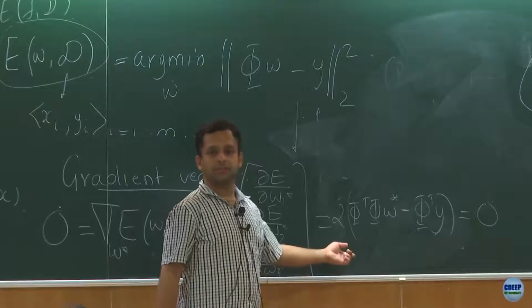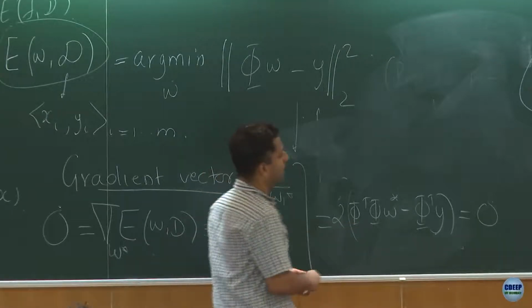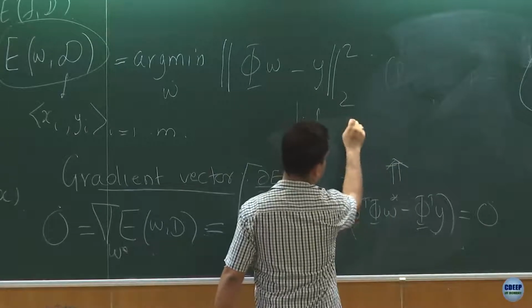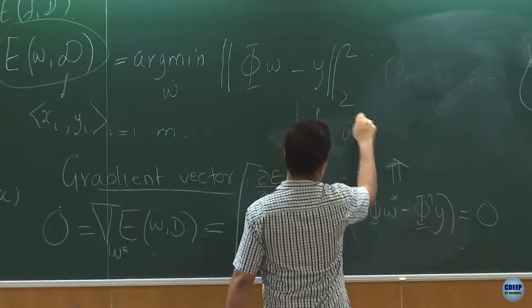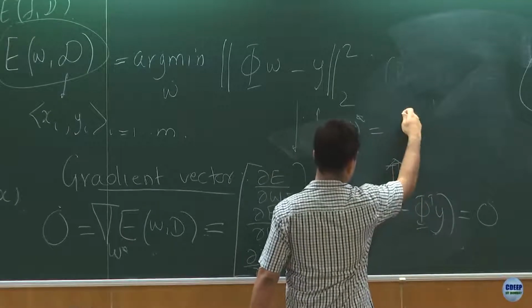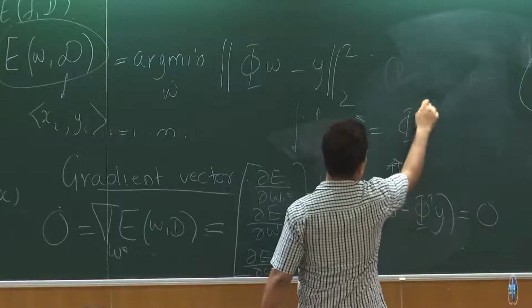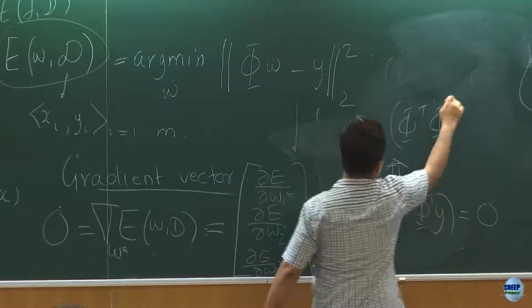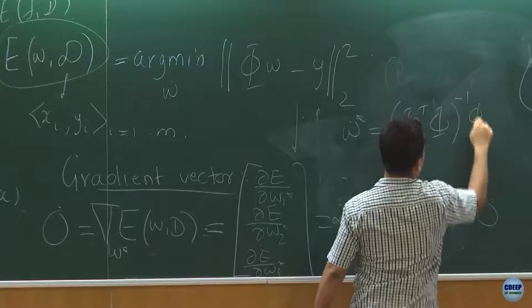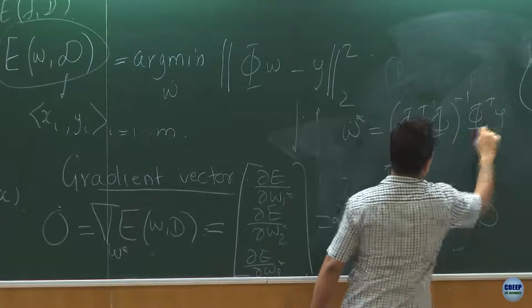Then you can easily work out that w star must be, again, phi transpose phi, this component whole inverse, phi transpose y.